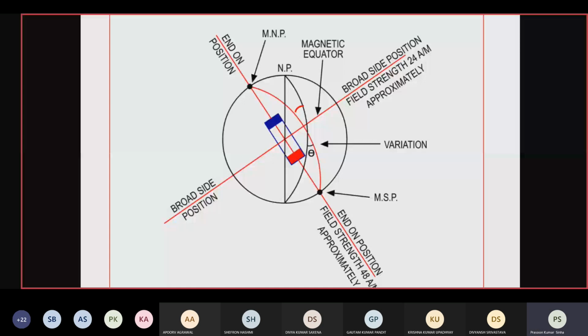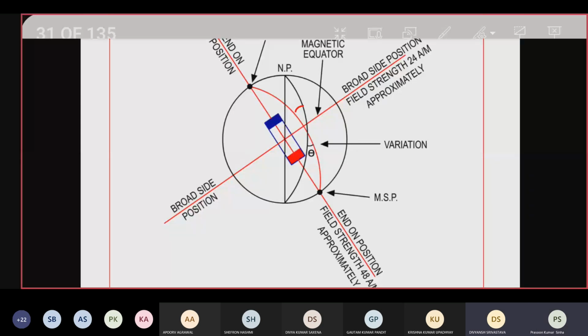Last class we talked about broadside position and end-on position in a bar magnet, right? Yes, sir. What is the relationship of magnetic field strength on the end-on position and broadside position? It is double of broadside position on pole. So you can see the values written here.